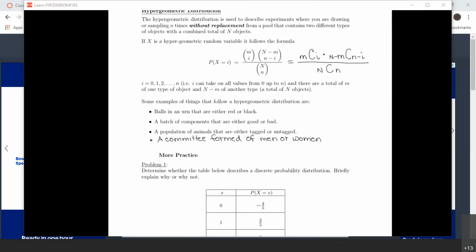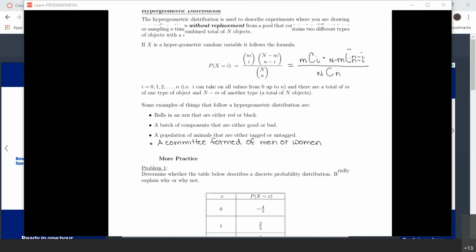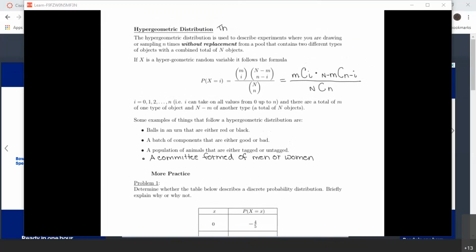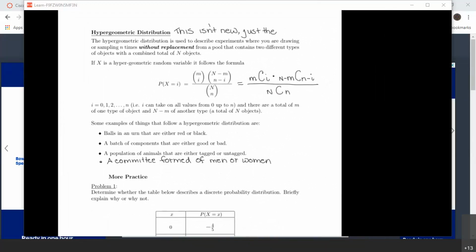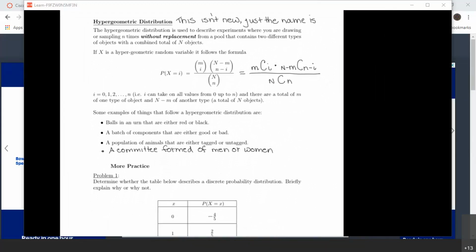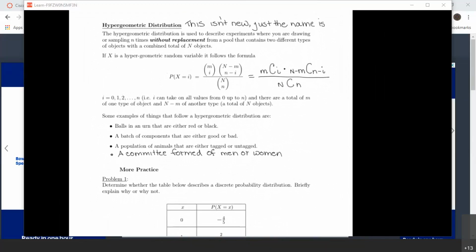Okay, so everybody should be comfortable with that. Everybody okay with hypergeometric being not something new, but something you're familiar with? Everybody good with that? Okay, so let me say this is not new. It isn't new, just the name is. Okay, so again, I'm just trying to make sure everybody's comfortable with that.